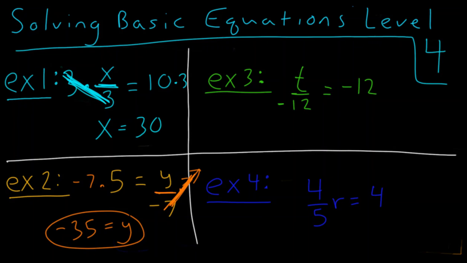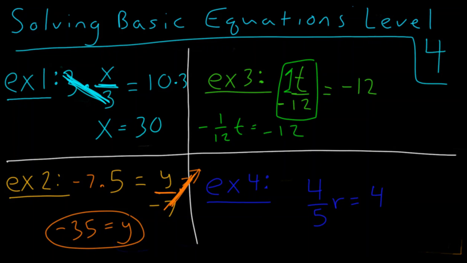Now, moving on to example 3. Here I'm going to show you all something a little interesting. Here we have t over negative 12 equals negative 12. But there's actually another way that we can write this left side that's very important for you to understand. Since this t is on the top, and whenever you see a letter by itself, it's really like saying one of that letter, I can actually write negative 1 over 12 t is equal to negative 12.